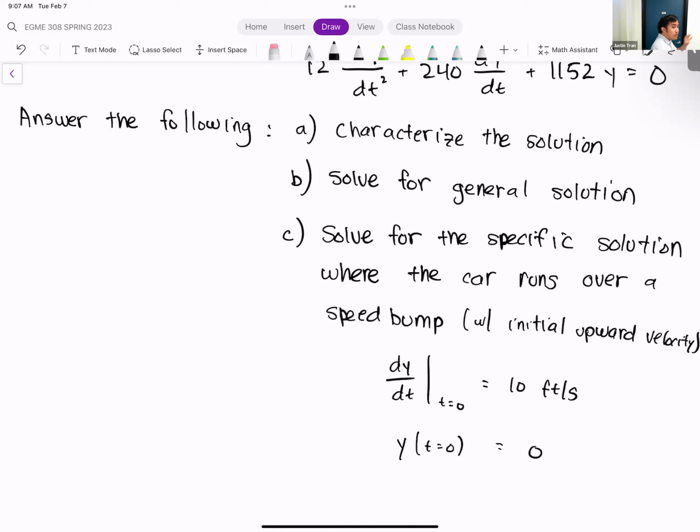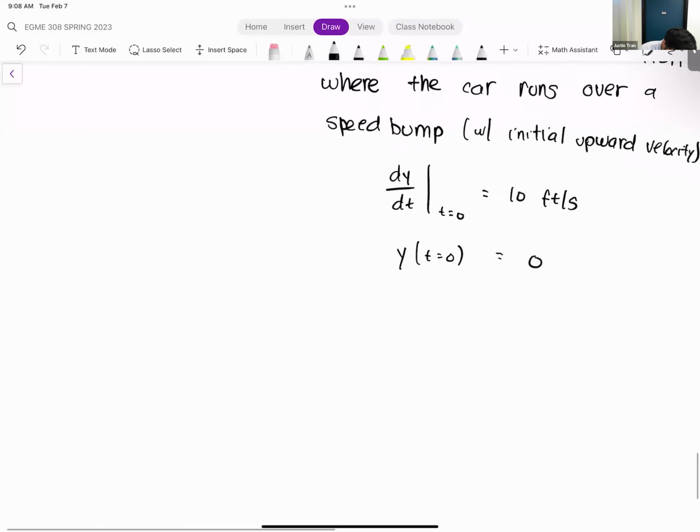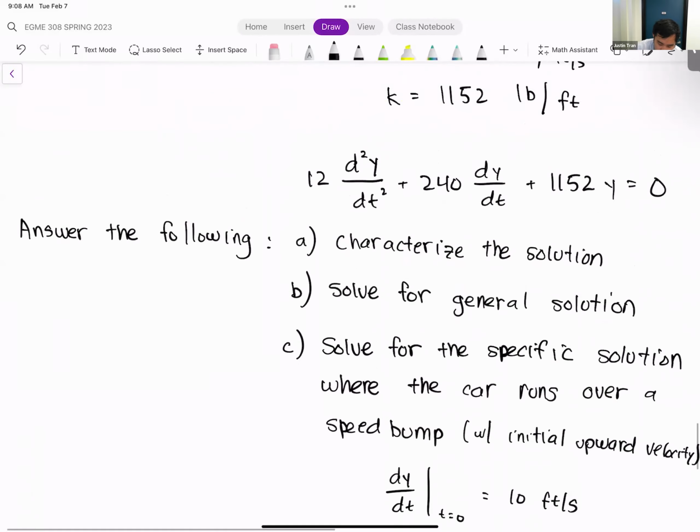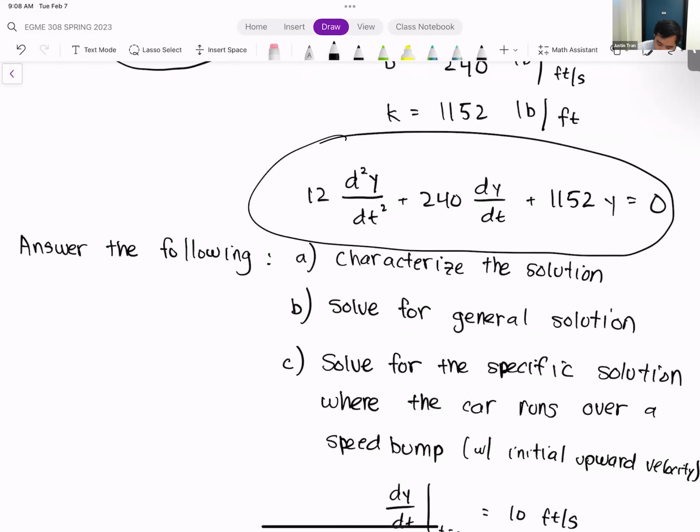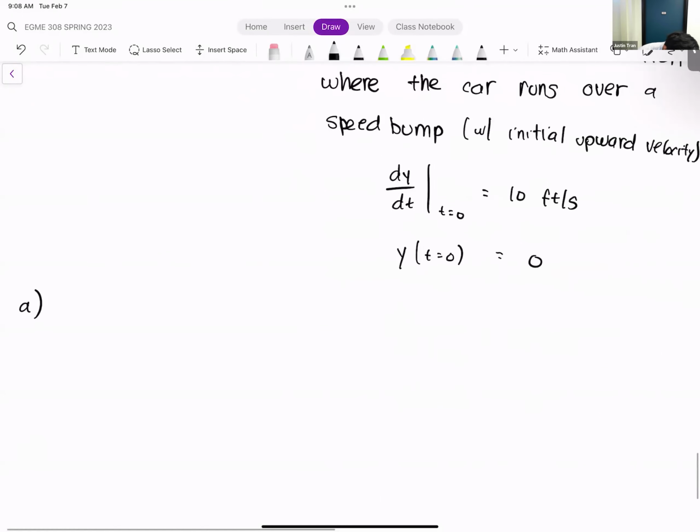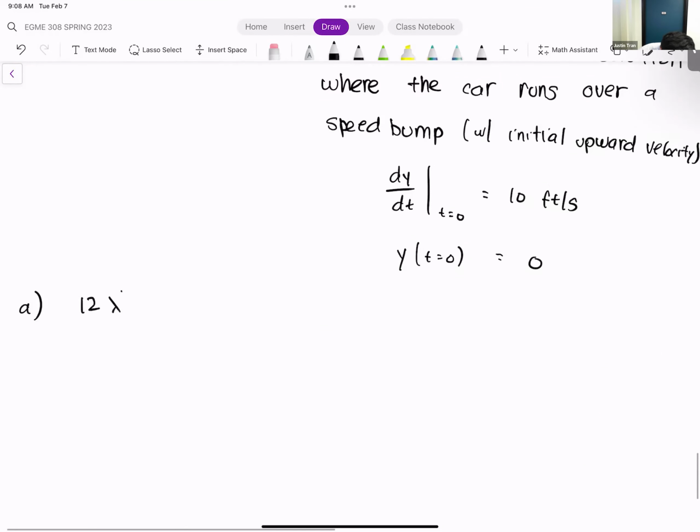All right, any questions on the setup of this problem? Okay, let's go ahead and start solving it. Let's start with part A. Part A is asking us to characterize the solution, so let's form the characteristic equation. Let's take the coefficients of our governing equation and make it a quadratic equation. Our characteristic equation is going to be 12 lambda squared plus 240 lambda plus 1152, all equal to 0.